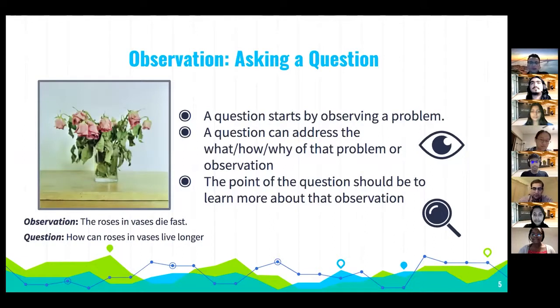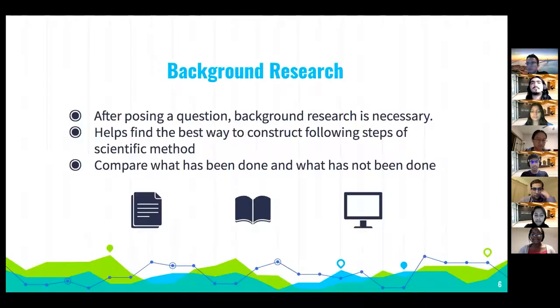The scientific method begins with an observation or a set of observations of the surrounding world. From these observations, a scientist can derive a question about the what, how, and why of those observations. For example, in the diagram on the left, we can observe that the roses in vases die fast. In that case, our question could be, how can we make roses in vases live longer? In general, the point of your question should be to learn more about that observation.